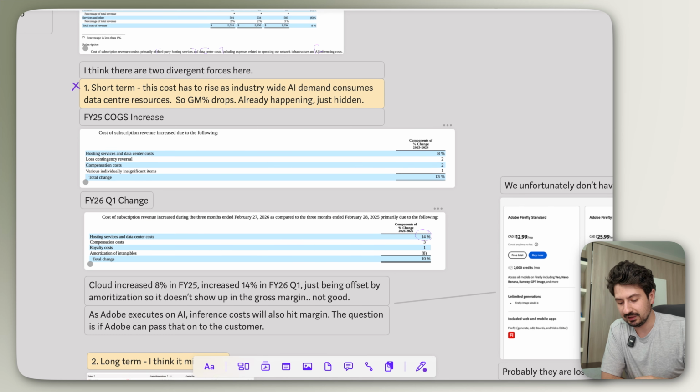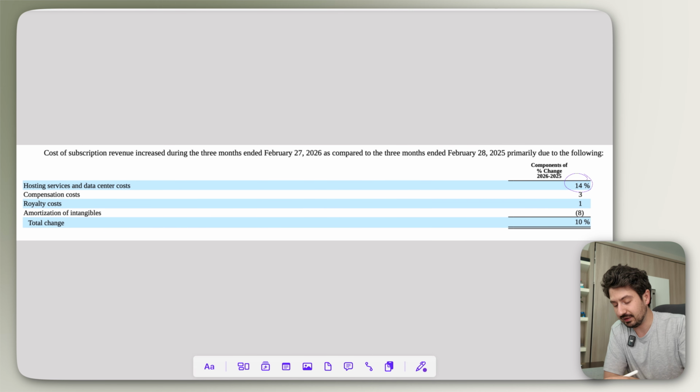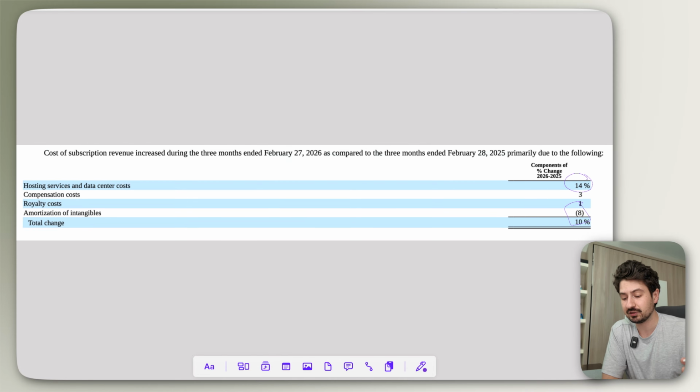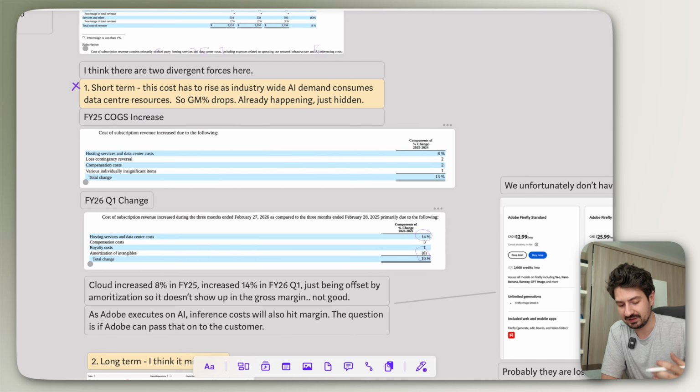Now, I think what's really interesting here is that you don't notice that in their gross margin, because here the total impact was 13%. And here in Q1, it's up 14%, but you also have this negative 8% coming from the amortization of intangibles, which is a non-cash measure. So really their gross margins should be contracting quite significantly because of this increase in data center costs. And that is a real concern, I think, if you're analyzing this business thinking to invest in it.